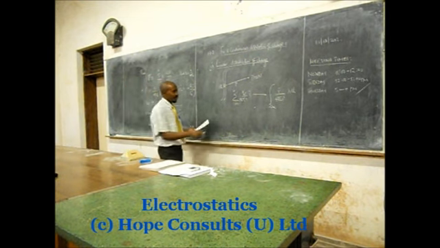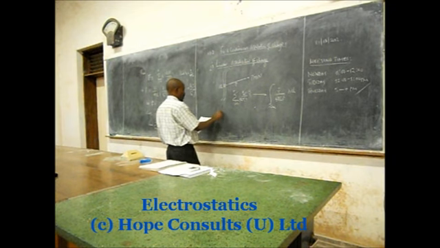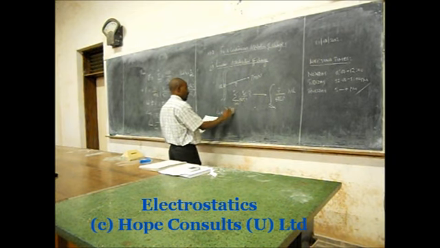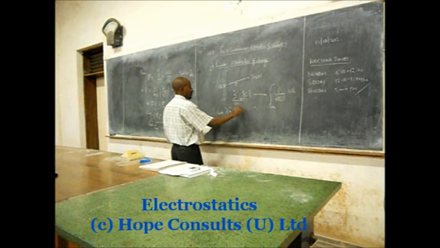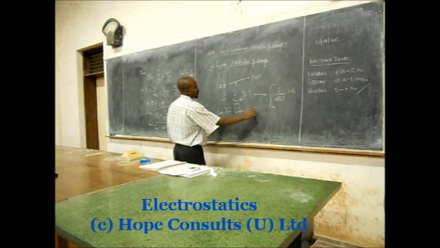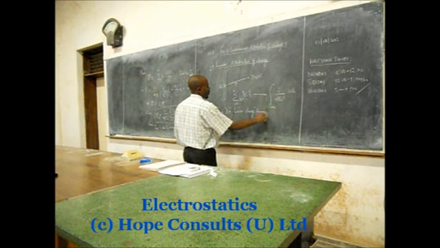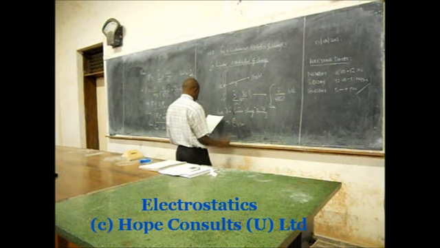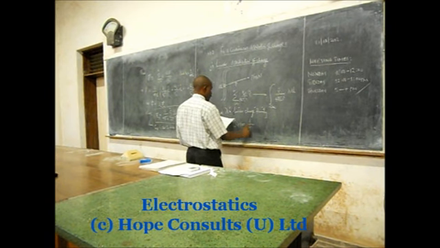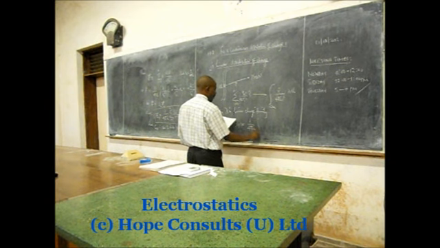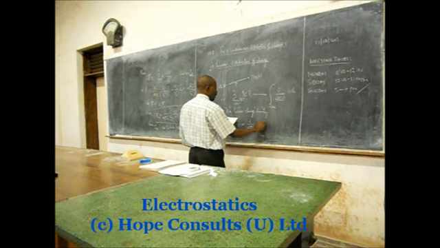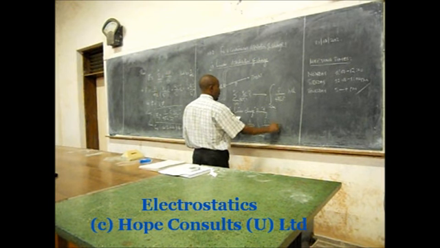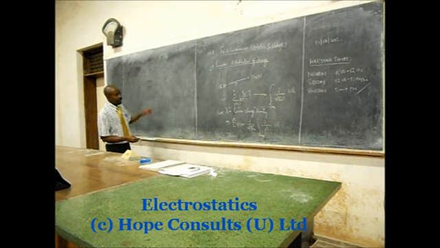Where lambda is the linear charge density, and this implies that EP is equal to 1 over 4 pi epsilon naught integral along the line of r roof over r squared lambda dl. So let's define the r roof.